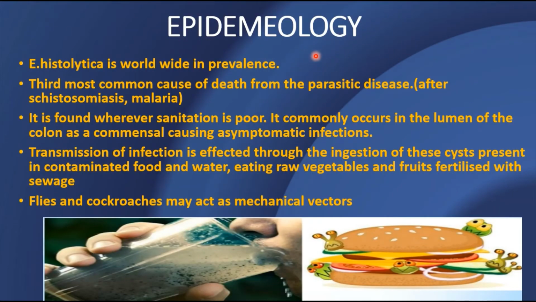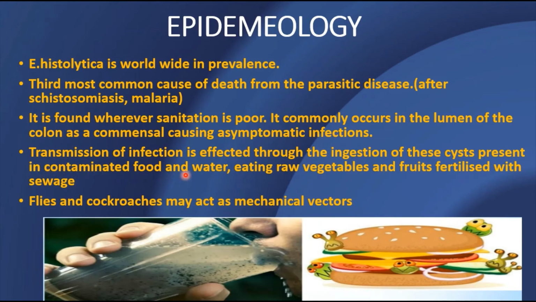Then coming to the epidemiology, Entamoeba histolytica is worldwide in prevalence. It is not confined to one region. It occupies the third most common cause of death from parasitic diseases after schistosomiasis and malaria. This amoebiasis disease is found wherever sanitation is poor, and it commonly occurs in the lumen of the colon as a commensal, causing asymptomatic infections too.